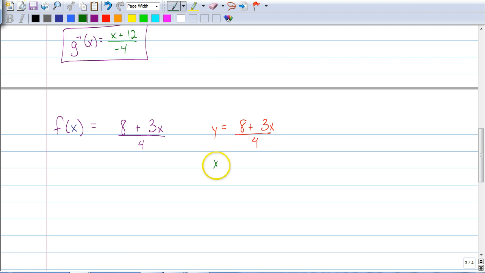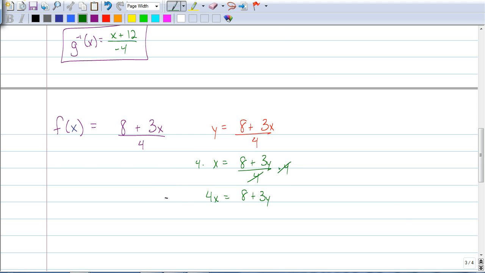Next we switch the x and the y. So it's going to be x equals 8 plus 3y all divided by 4. And now we solve for y. We're going to do that by multiplying both sides by 4. So now this one looks more like what we were dealing with before. Again, what we just did here is we multiplied both sides by 4. That gets rid of the fraction.